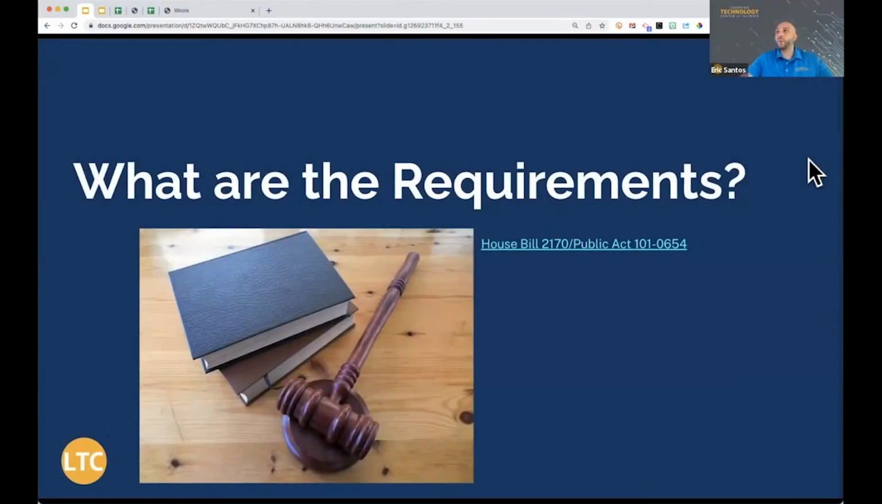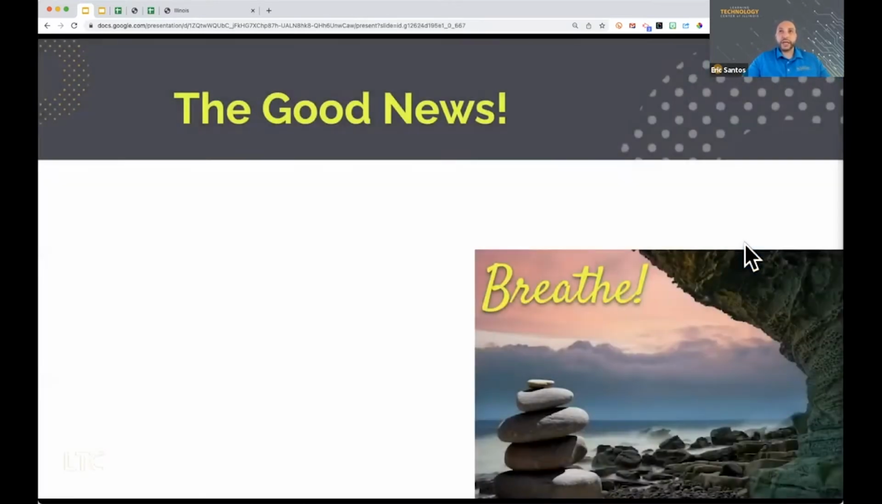So let's talk about what the requirements are and what's expected. This is all basically a result of this House bill slash public act that came out. So this is in state legislature now, and ISB has come out with the computer science standards to support that.